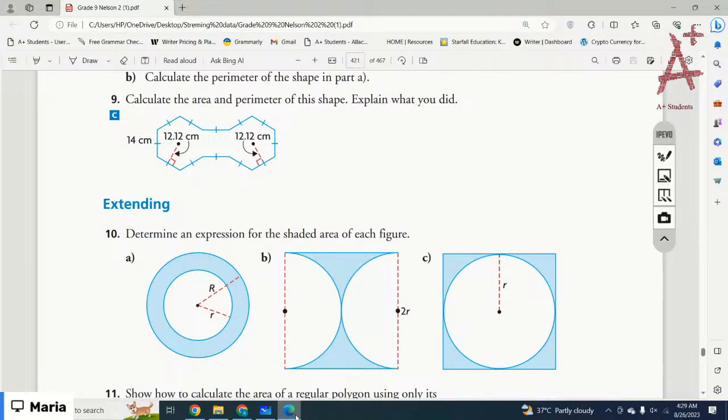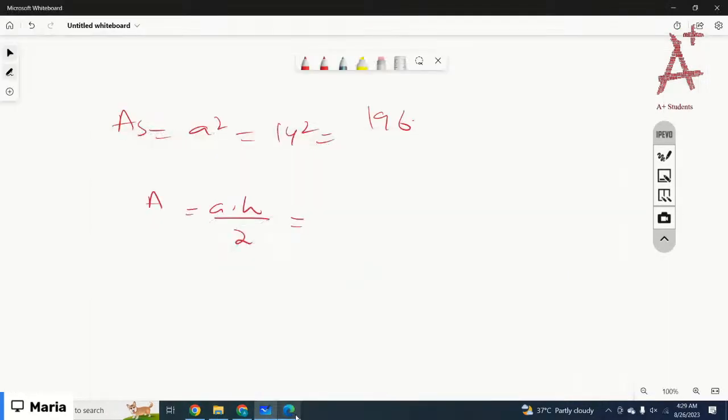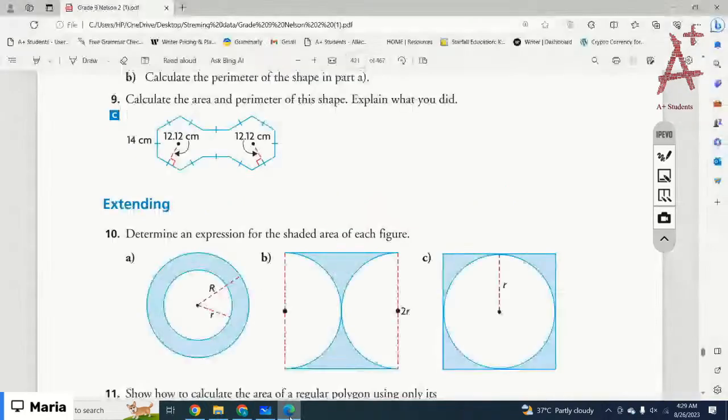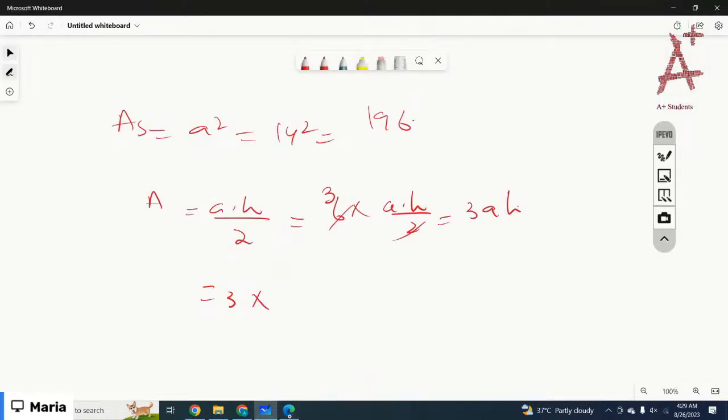So that is a six-sided polygon. That means you have six triangles, right? It would be 6 times a times h over 2. 2 times 1 is 2, 3 is 6. It would be 3 times a and h. So that is 3, a is 14 and height is 12.12. So when you do the calculation, it would be 509.04.